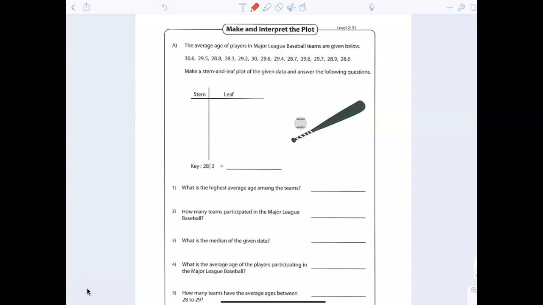When it says like 29.5, do you put the stem as 2 and then 9.5? No, it's like 29, and then the decimal would be the leaf. Yes, that's exactly correct. Start small, go to large. 30 would be 30.0. Please get started on that.